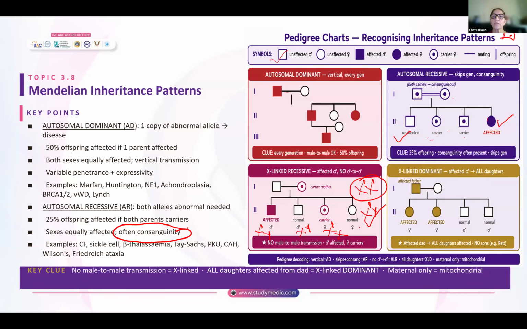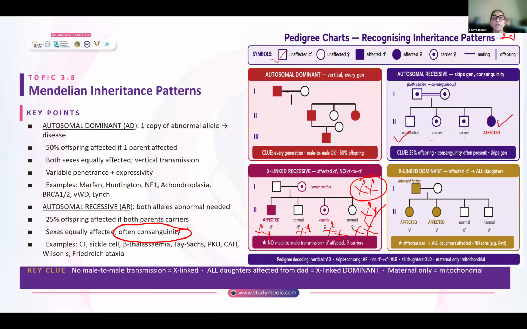And this other female is going to get the normal chromosome from the mother and another normal chromosome from the father. So in X-linked recessive, remember, there is no transmission from male to male, unlike autosomal dominant where you get transmission from male to male. In X-linked recessive, the transmission is always from an affected female or a carrier female to a male.